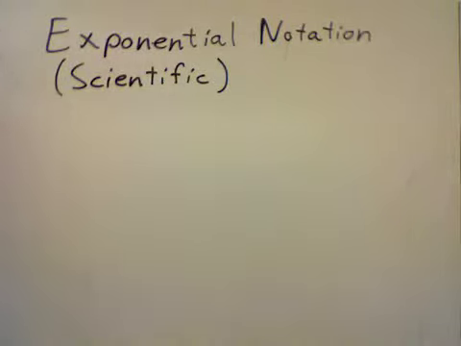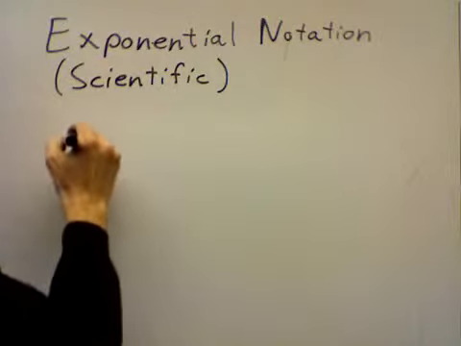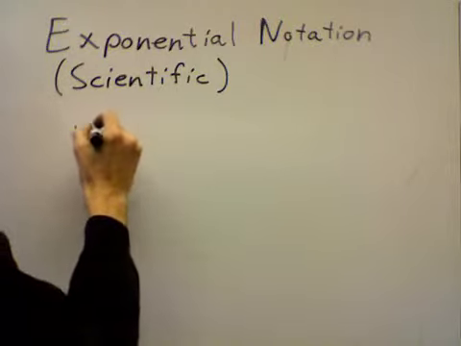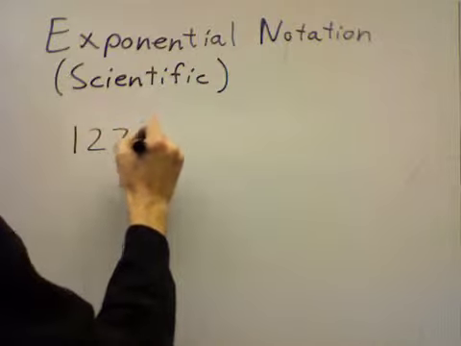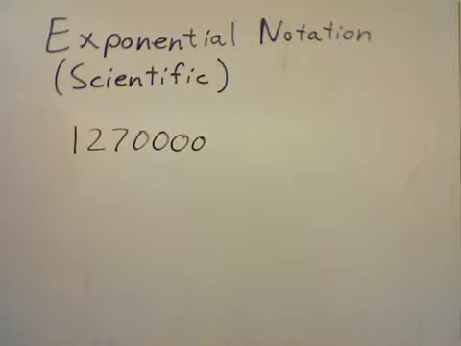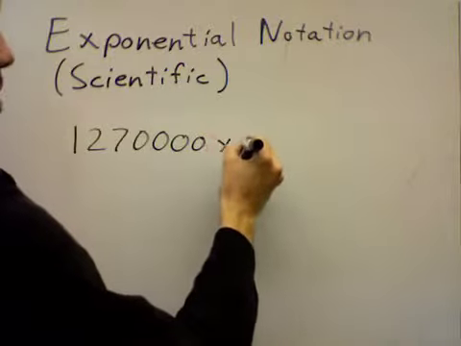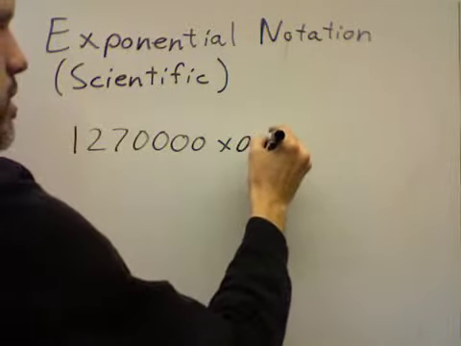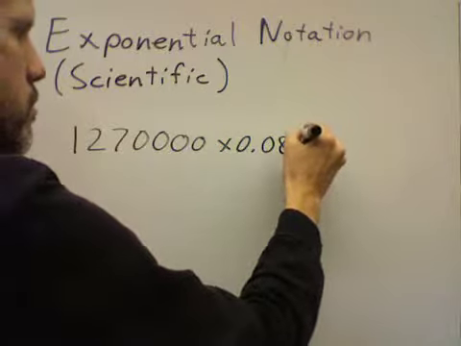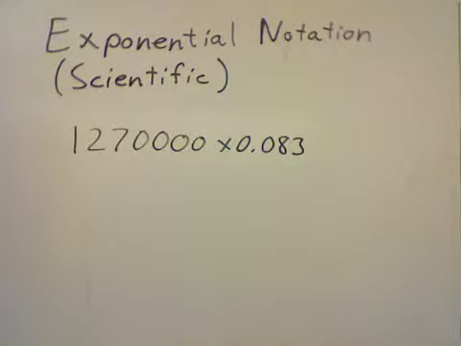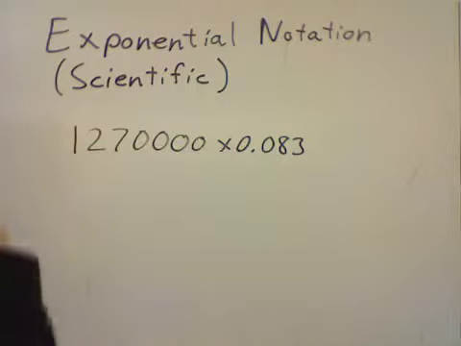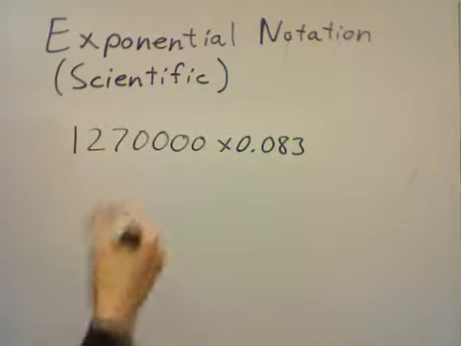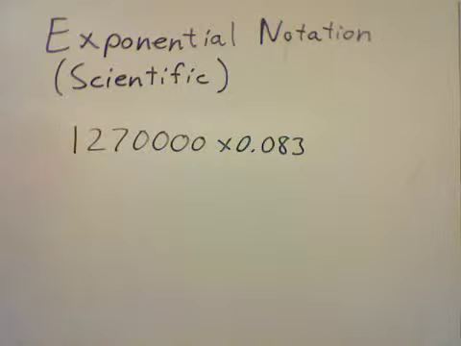Let's take a math problem. Suppose I had a number like 1,270,000, and I was going to multiply it by 0.083. This is kind of awkward to do by hand. I could calculate it all out by hand, or I could punch it into a calculator like that. But if I was going to do it with exponential notation, I could save myself some work.